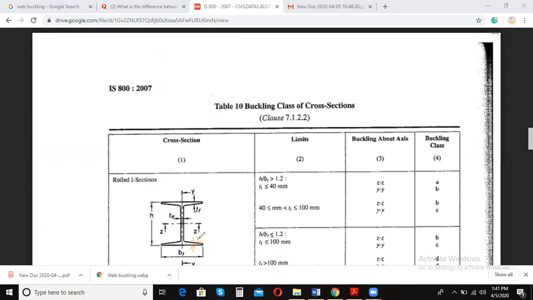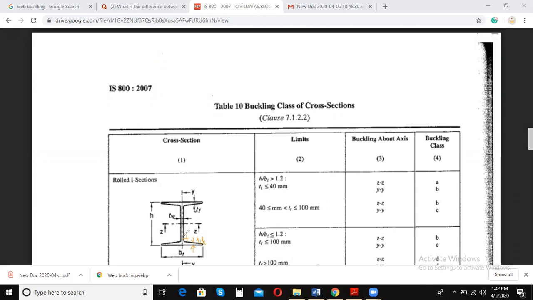This is TF. And what is the root? The root portion is this curved portion, the curved portion which is at the junction of the flange and the web. So this portion is known as my root. I'm not able to draw it properly, but anyway, the curved portion at the junction of the flange and the web is known as the root, and the value of the root radius is given in your IS code.